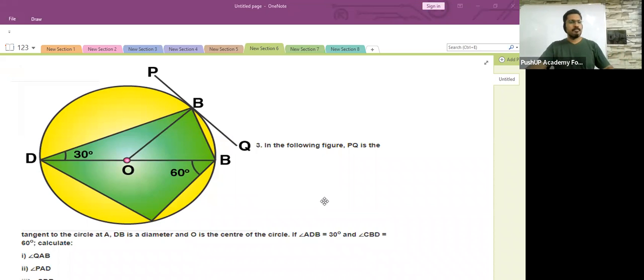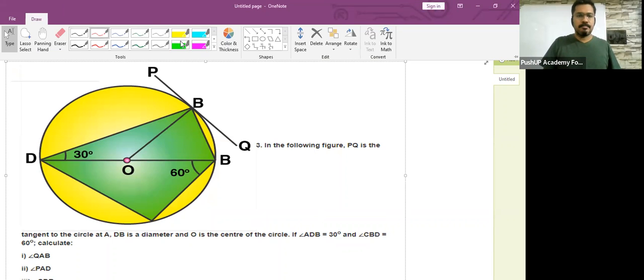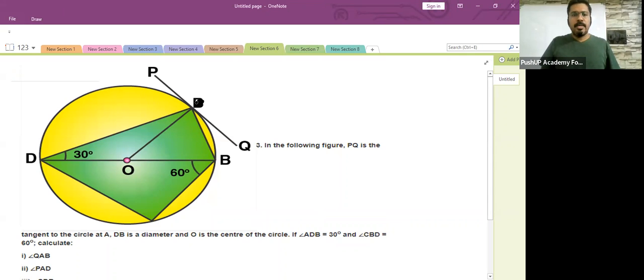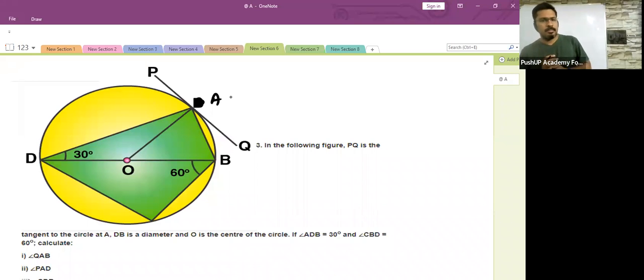Question is wrong. This is A, I think. Can you check in your textbook? Yes, sir. It is A. All right. Now solve the sum. The first one you can solve in 2 seconds.